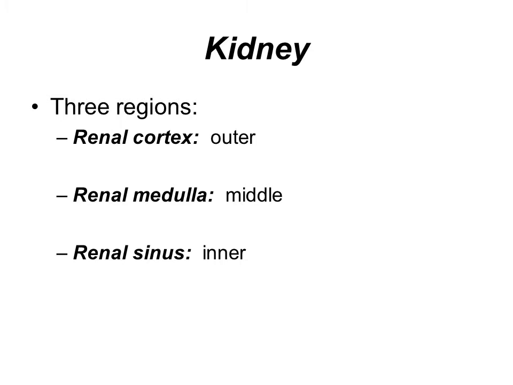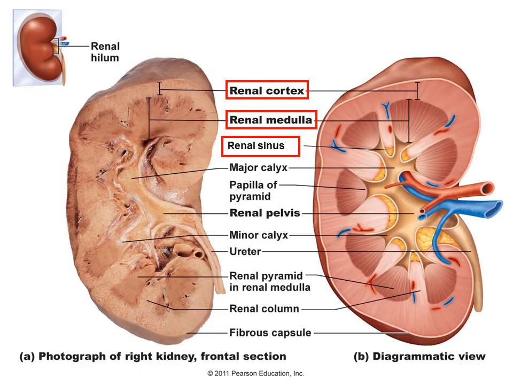If you look at the kidney itself, there are three regions: the renal cortex, which is the outermost, the renal medulla, which is the middle, and then the renal sinus is the innermost. Remember, I've often mentioned that when you see cortex and medulla, always know the cortex is going to be the outer layer. So once again, on this diagram, we have highlighted in the red boxes the renal cortex, the renal medulla, and then the renal sinus.